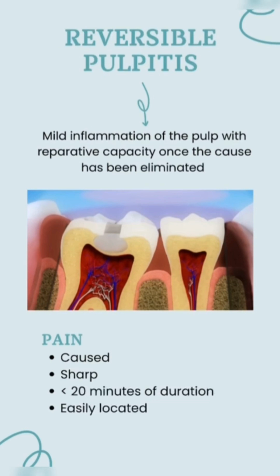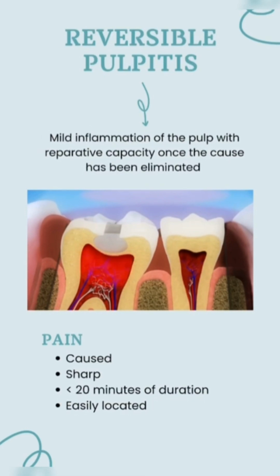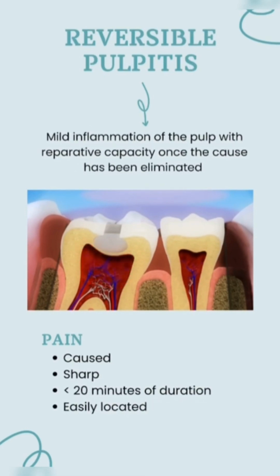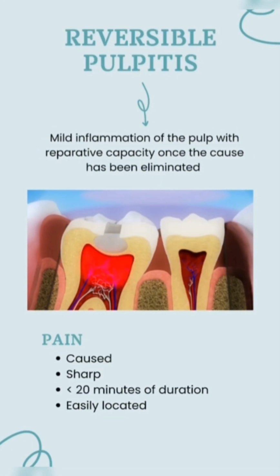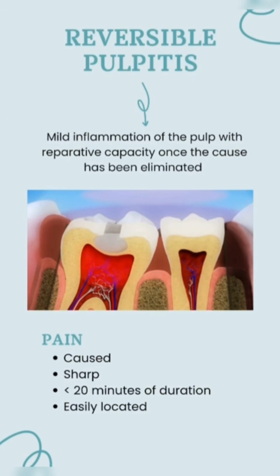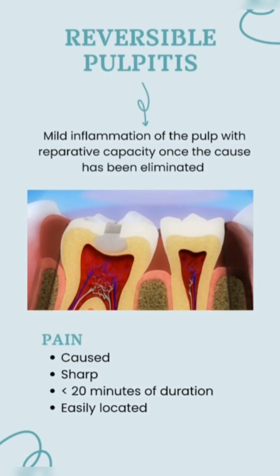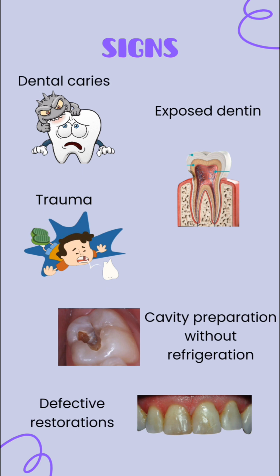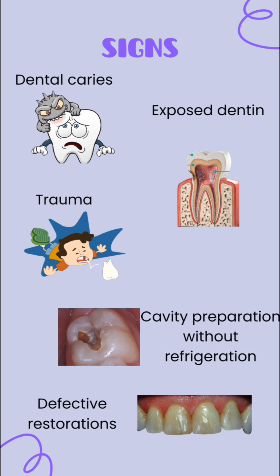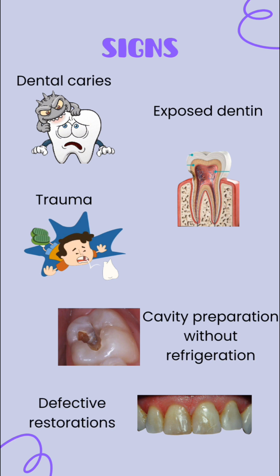It's important to know that a reversible pulpitis will cause a pain that is sometimes sharp, with a duration of less than 20 minutes, and is easy to locate. Now we have to know the signs of a reversible pulpitis. It could present with signs of dental caries, exposed dentin, trauma, a cavity preparation without refrigeration, or defective restorations.